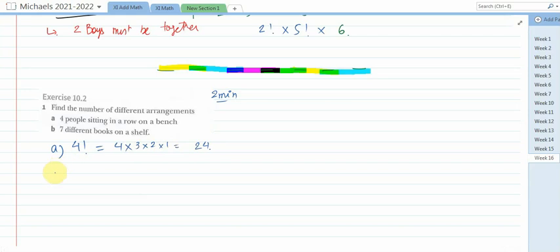For the next part, you have 7 different books on a shelf. Again, a simple question. All you need to do is find 7 factorial, which equals 5040. That means if you have 7 books and you need to place them on a shelf, the possible number of arrangements is 5040. Alright? I hope that it is clear to you. Moving on to the next one.